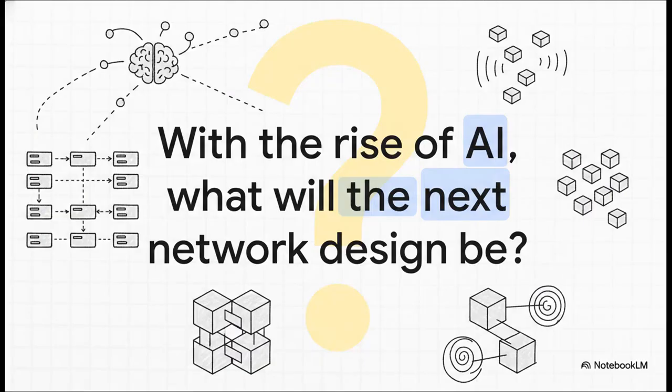So you can see how we got here, right? We went from tiers to spines because virtualization totally changed the game. And that just leaves us with one final question to think about. With this absolute explosion of AI and data, what new traffic patterns are coming? And what new, brilliant architecture will we have to invent to handle them?